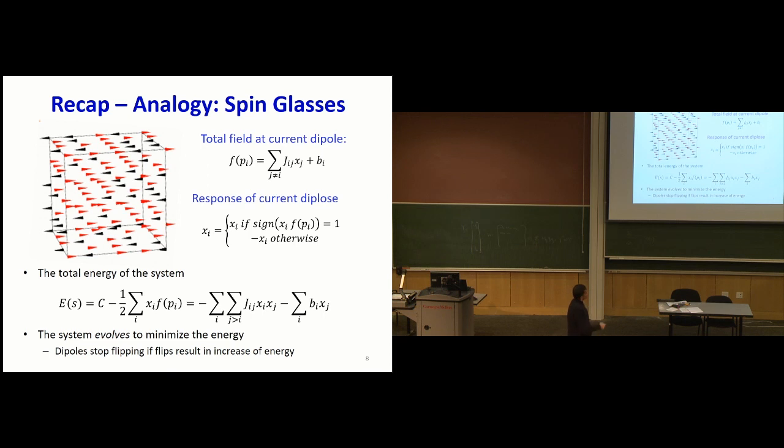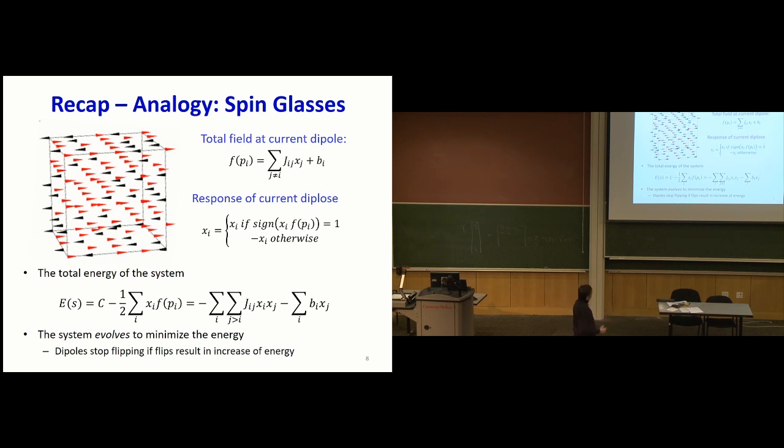So this constant J is going to be dependent on many factors, including the properties of the material itself, but also on the distance. Something that's very far away will have a very small influence. Something that's very close is going to have a lot of influence. And then you have the external magnetic field. So there's a total field at each dipole, and if the current dipole aligns up with the field, it's not going to do anything. If it doesn't, it's going to flip.